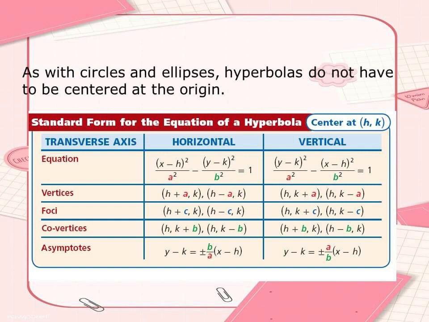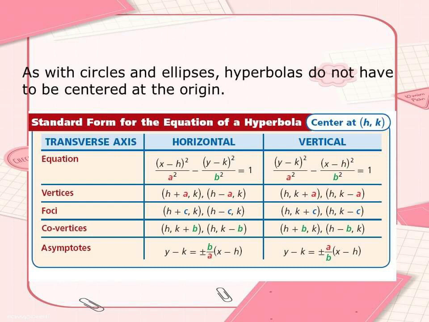As with circles and ellipses, hyperbolas do not have to be centered at the origin. So this is the standard form of the hyperbola if the center is not at the origin, or (0, 0). For a horizontal transverse axis, the equation is (x minus h) squared over a squared minus (y minus k) squared over b squared is equal to 1.